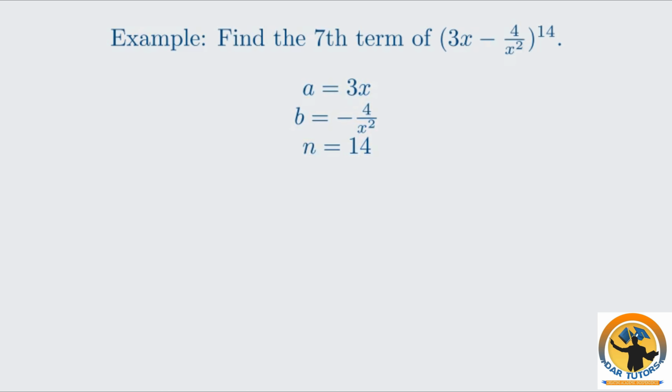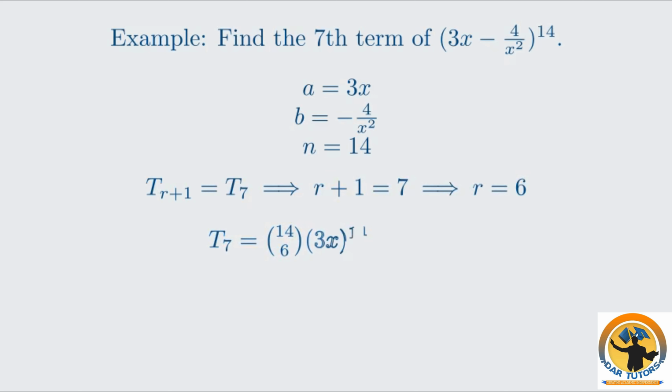Remember, the general term formula is T sub r+1. So if we want the seventh term, r + 1 must equal 7. This means r must be 6. Now we substitute these values into the general term formula. T7 equals 14C6 times (3x)^(14-6) times (-4/x^2)^6. Let's simplify the powers. This becomes 14C6 times (3x)^8 times (-4/x^2)^6. Now, we apply the powers to each part of the terms in the brackets.